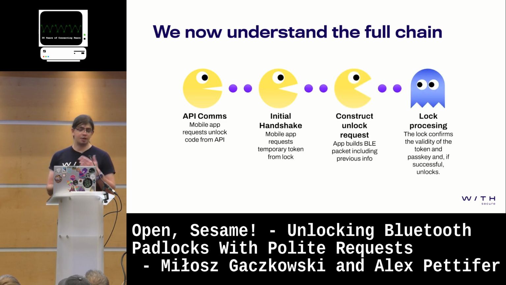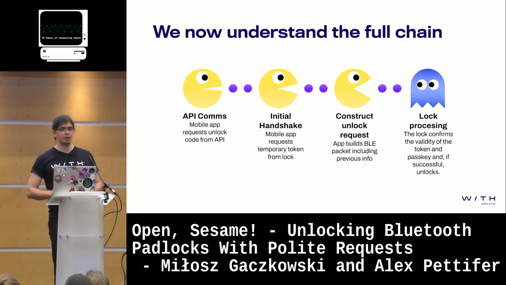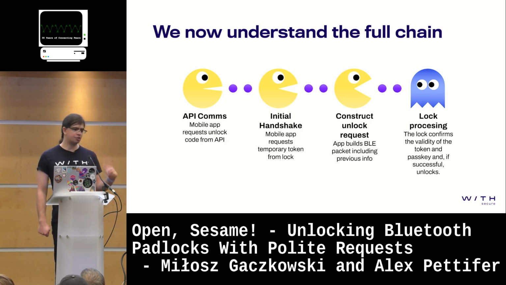There is a little bit of API communication going on first. The mobile application goes to the API and says, hey, can I please have the unlock code for this specific lock? Here is all my information. That comes back with a number. We take it. We then talk to the actual lock and ask, can I have your temporary token, which I need to construct the packet? That requires no authorization or anything. That is intentional. It just comes back and says, here's my random number. You then construct the request. You've seen the packet before. You just plop that data in, and the lock processes all that, and if it's happy, it will pop open.